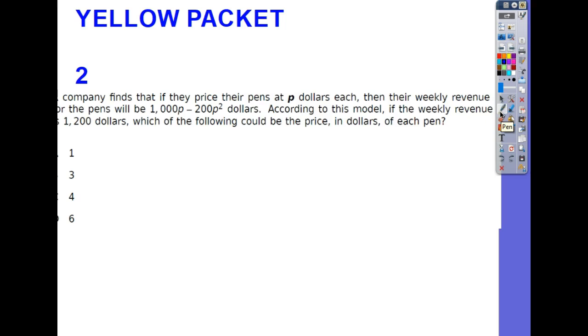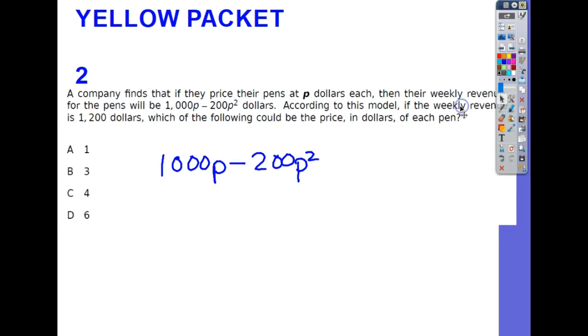And then next, skip over to the yellow packet. Did I do problem number 2 in this class? Okay, so most of you got this much done. You saw the formula and you wrote the formula down. That was a good thing. Now, here's what most of you missed. This last sentence. According to this model, the weekly revenue is.